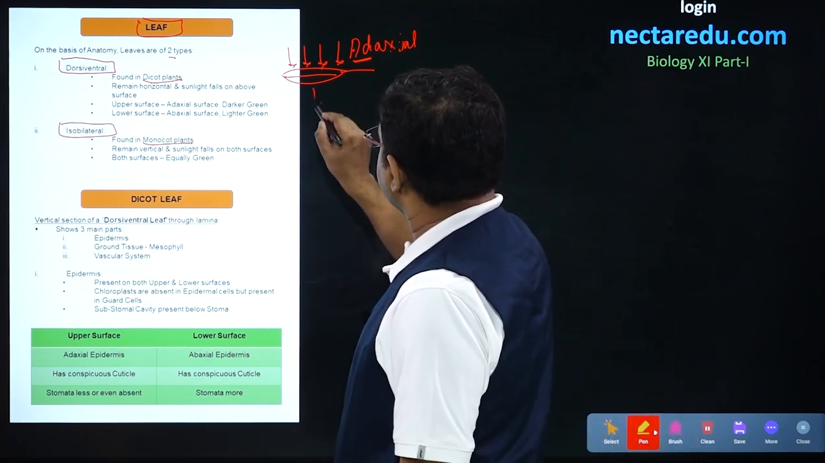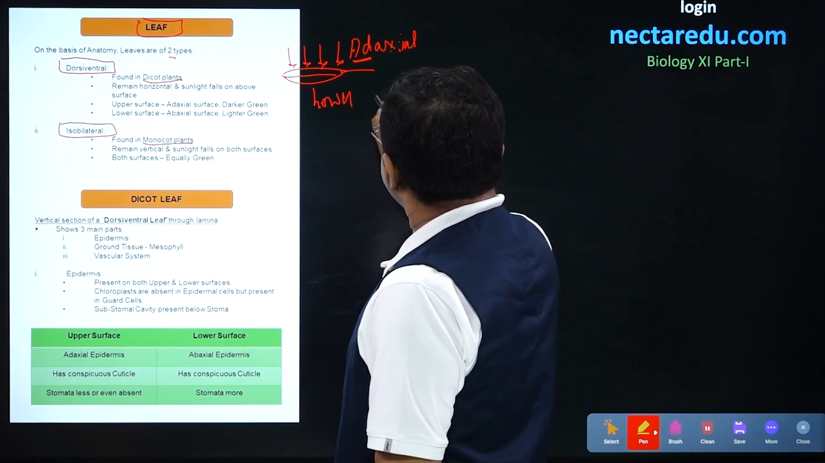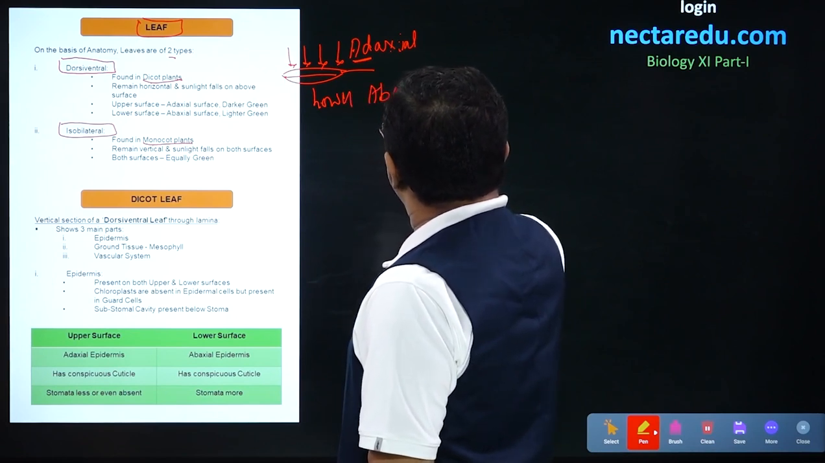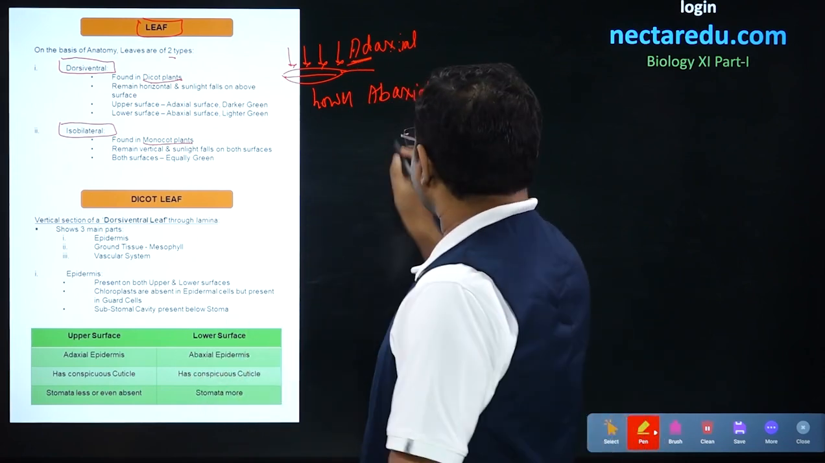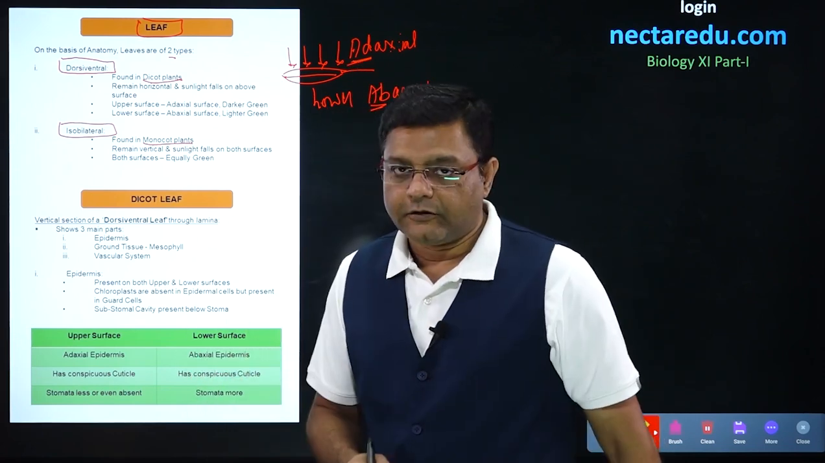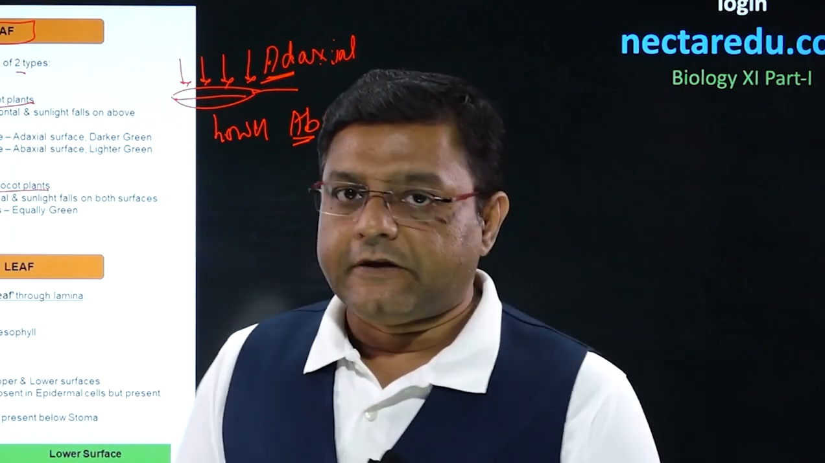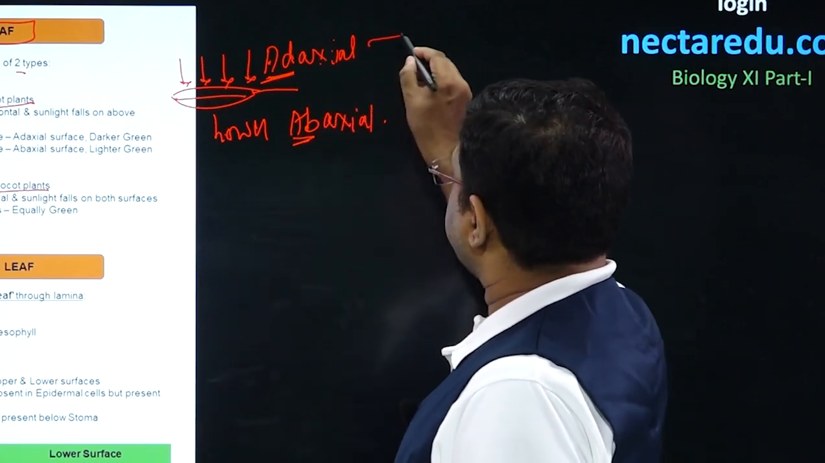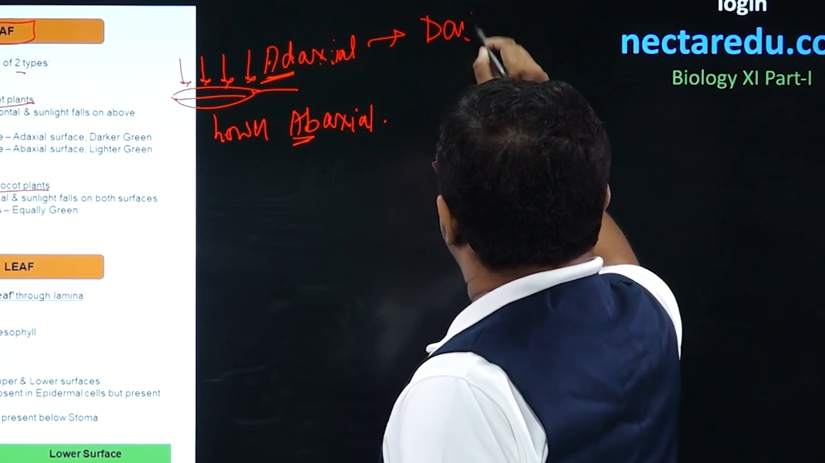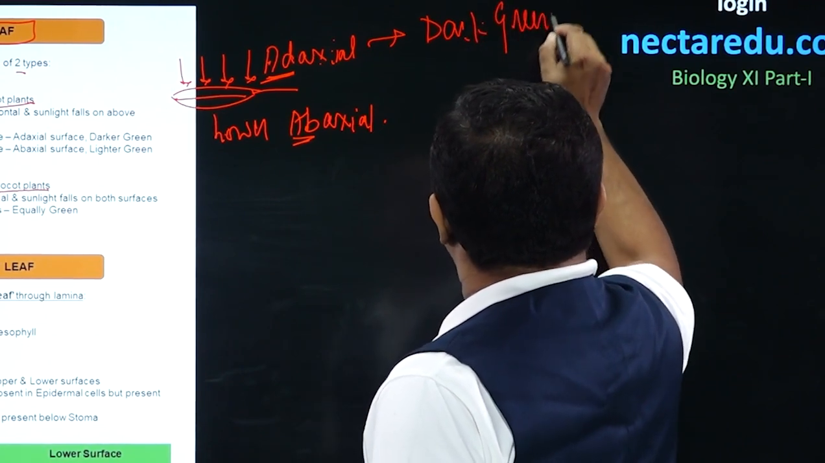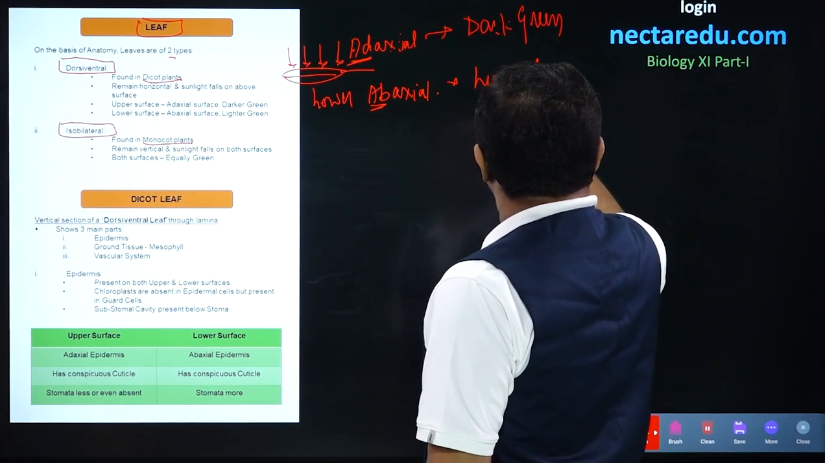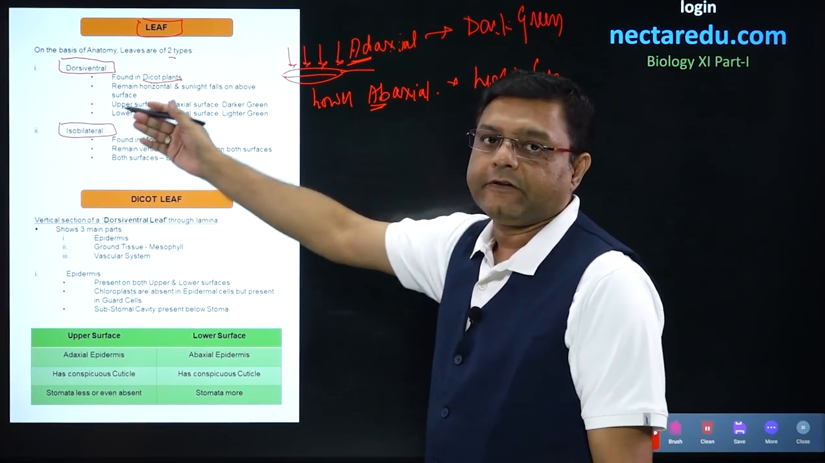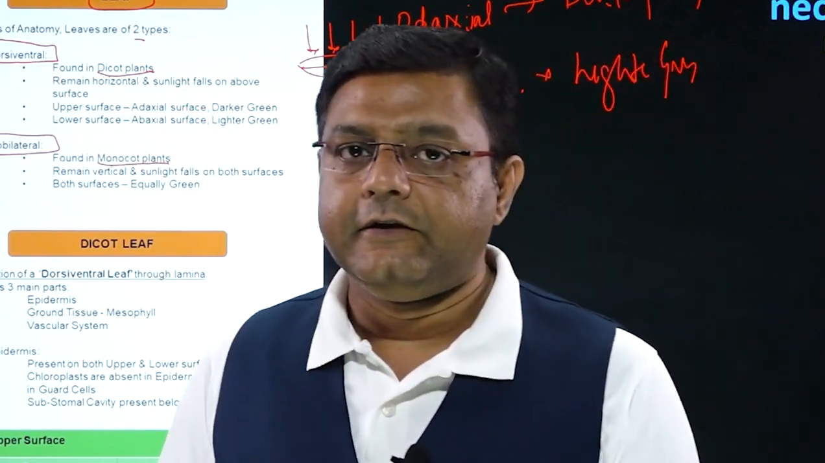This is the lower surface. Lower surface is called as abaxial surface. So adaxial is the upper surface and abaxial is the lower surface. The upper surface, that is the adaxial surface, will be more darker green and lower surface will be lighter green. So it is the difference between the two surfaces of dorsiventral leaf.